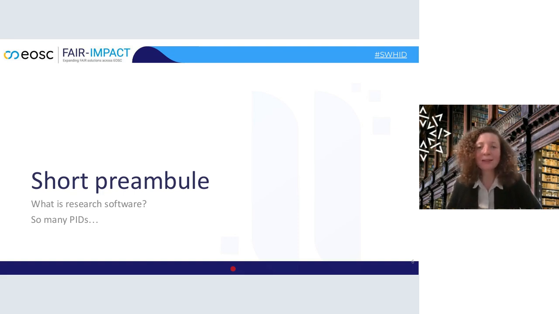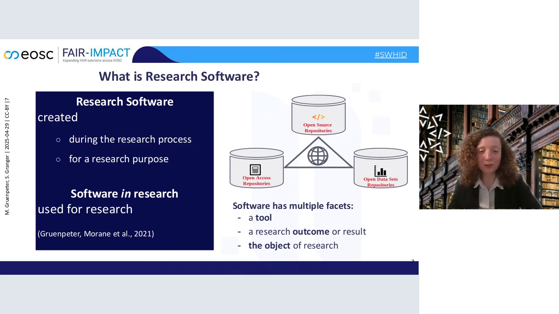I will do a short recap about research software and the so many PIDs that are out there. What is research software? We have a definition that we constructed together during the FAIR for Research Software elaboration of the principles. This definition divides research software into two parts in the scholarly ecosystem: the research software which is created during the research process or for a research purpose, and software in research that is used for research but is not research software because it's not created for a research purpose.